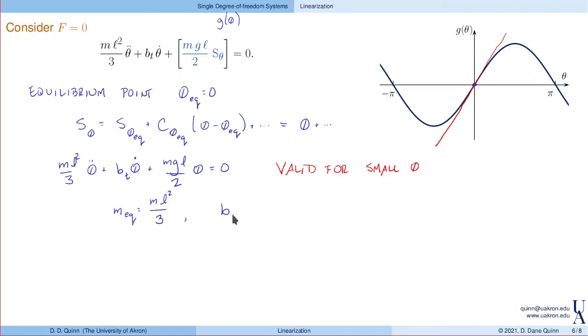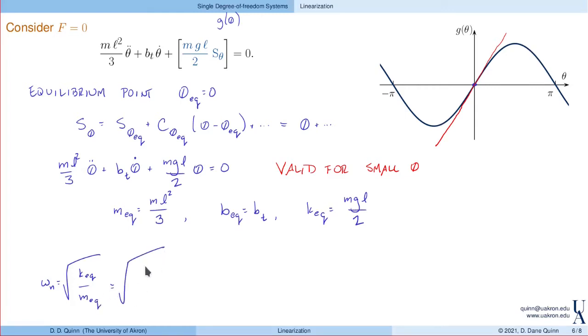The equivalent damping is just bt here. And the equivalent stiffness is mgl over 2. As a result, I can calculate my response parameters. Natural frequency, square root of k equivalent over m equivalent.